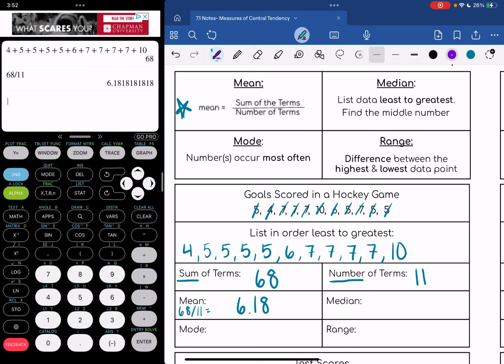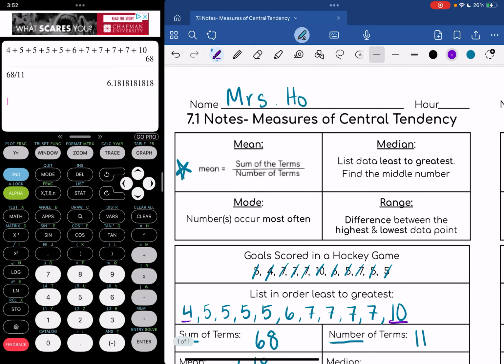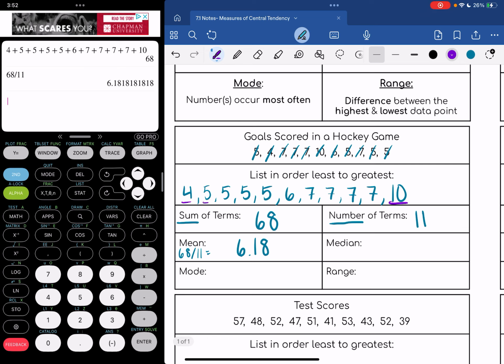You can't really see it with me doing it on my iPad, but I usually use my two pointer fingers and just point from the outsides in. I'll underline. So these two numbers cancel each other out. These two numbers cancel each other out. These two numbers cancel each other out. These two. These two. And then that leaves us one number right in the middle, so our median is 6.